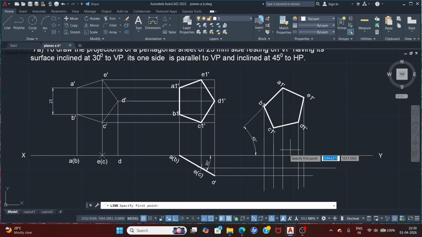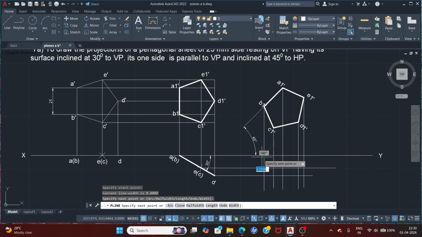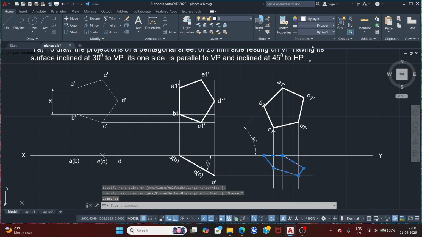So now first I am going to identify point A. So this is the point A, and next point B. So I am using polyline, point A, point B, and next C. So how to identify horizontal line and vertical line coincidence? D and E. And next again A. That is the process. And give the thickness.